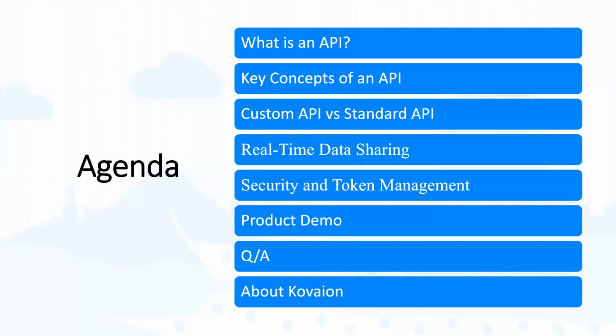Then the crucial part is security and token management. We are going to see an overview of securing APIs, like authentication and authorization, and some token management strategies. Finally, we'll conclude the session with a demo of how we can build an API using our app builder platform.